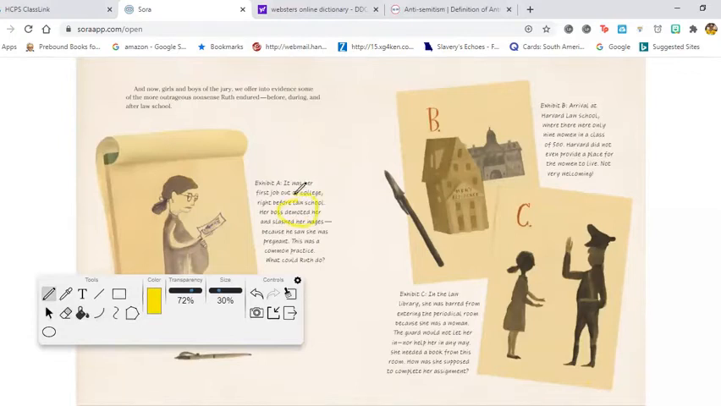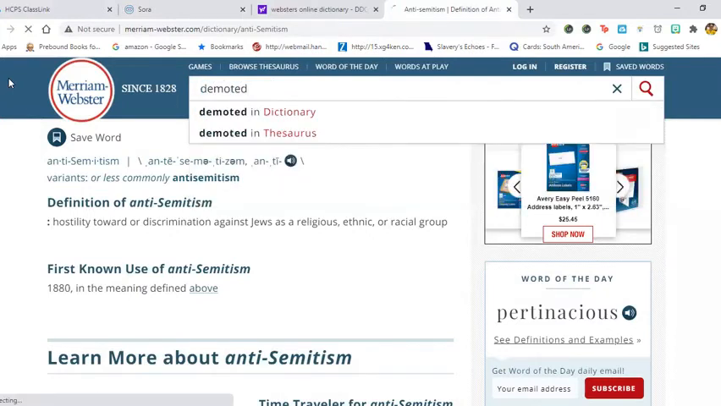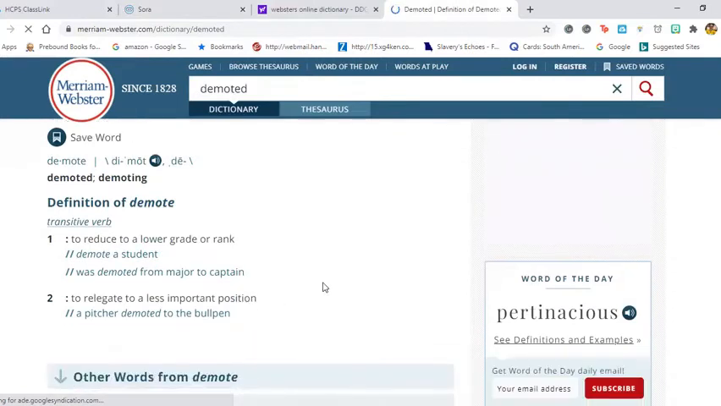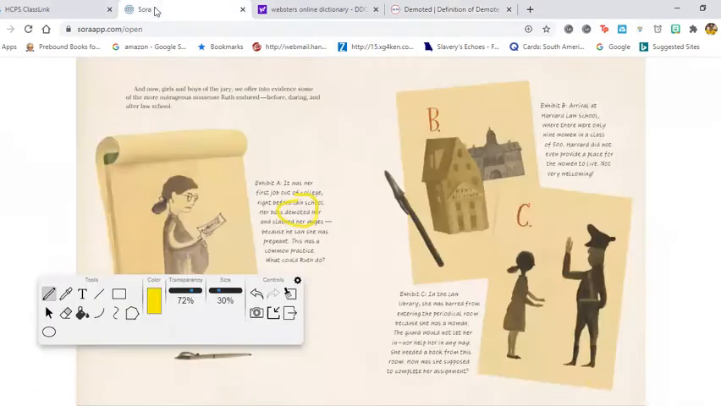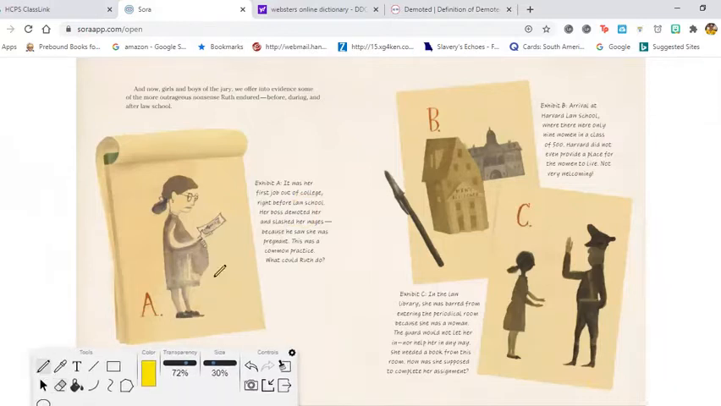Demoted? Let's look it up. To reduce to lower grade or rank. To relegate to a less important position. So do you think that was fair that her boss demoted her just because she was pregnant? I hope not. I hope you don't think that.